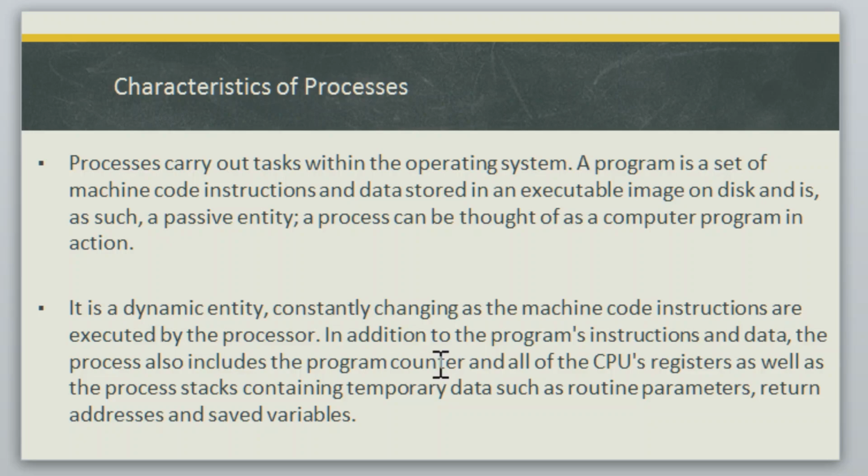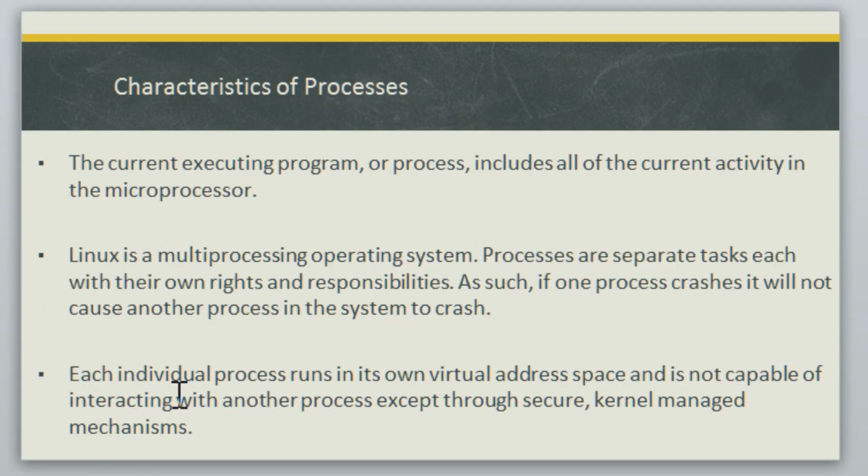In addition to the program's instructions and data, the processes also include the program counter and all the CPU's registers, as well as the process stacks containing temporary data, such as routine parameters, return addresses, and saved variables. So the currently executing program or process includes all the current activity in the microprocessor.